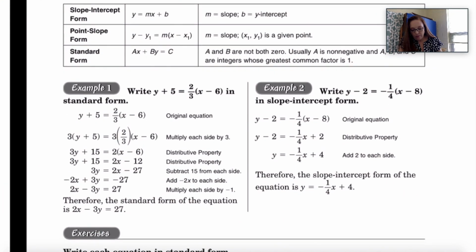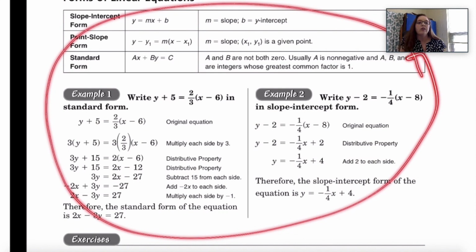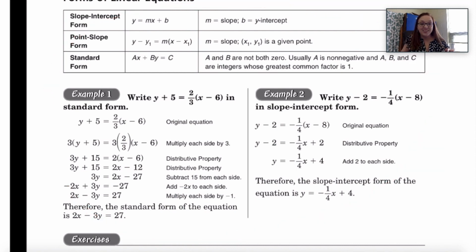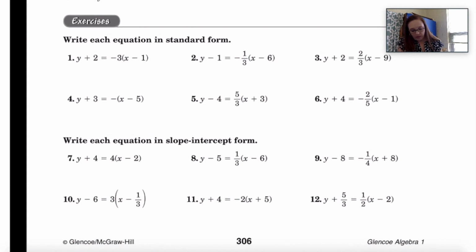Okay, so let's go to the second page. And on this second page, again, there's some more information right here in this box. So please pause the video and read over the box and the 2 examples. Okay, let's do some exercises. So we're going to look down here at this very first section. It says to write each equation in standard form. So remember that standard form is that ax plus by equals c form.